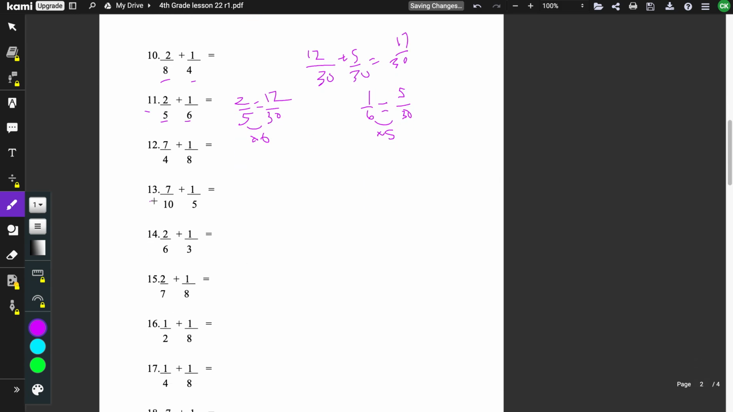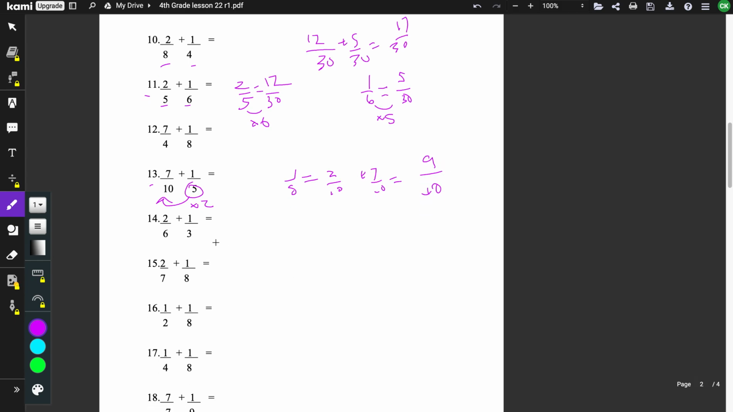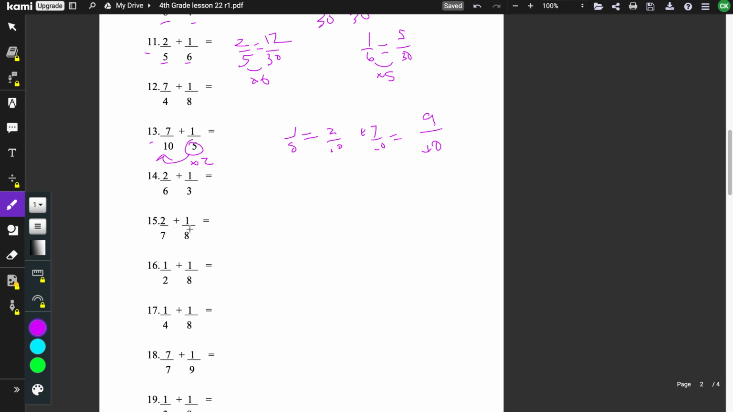We're going to do the same thing for 13, but it's a little bit easier because 5 can actually be transformed to 10. And to do that, we multiply by 2. So 1/5 is actually equal to 2/10. So what we could just do is 2/10 plus 7/10, which is exactly 9/10. And boom, you're done. Number 15, 2/7 plus 1/8.